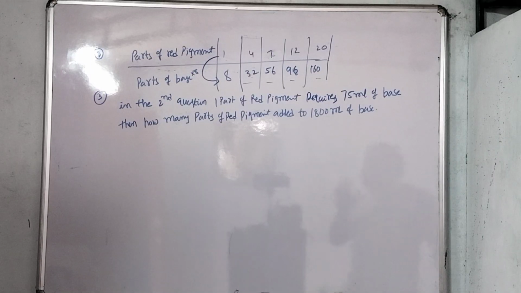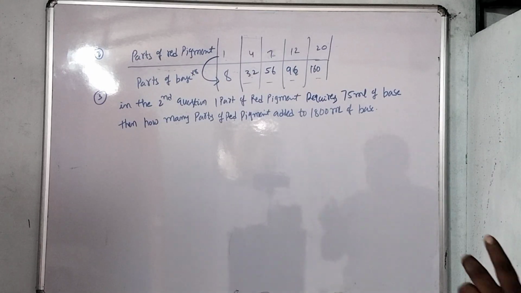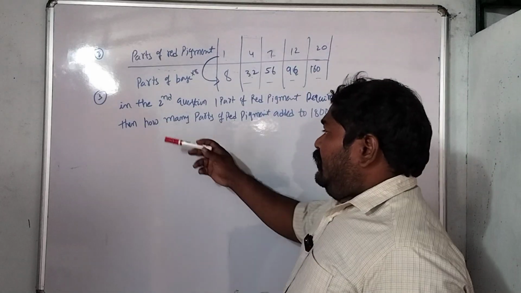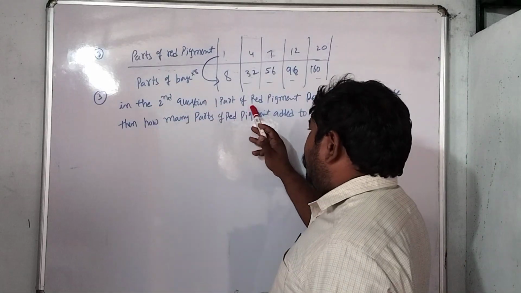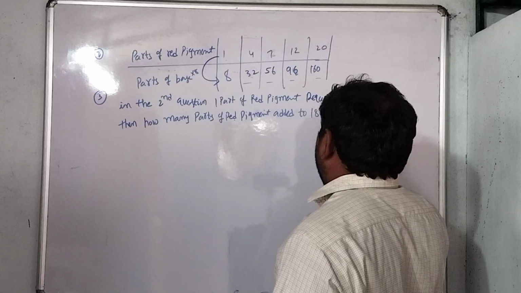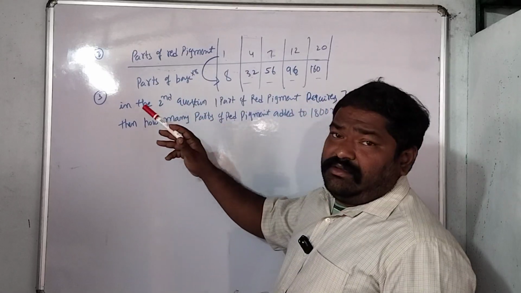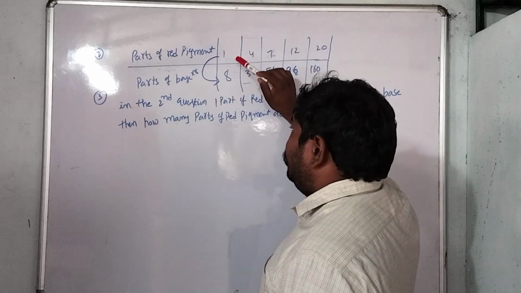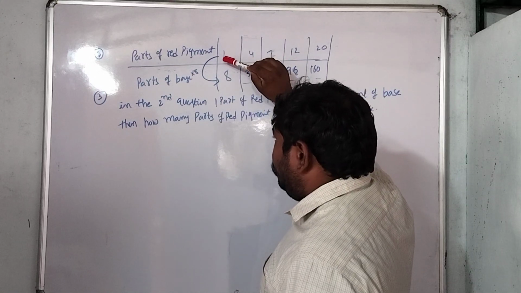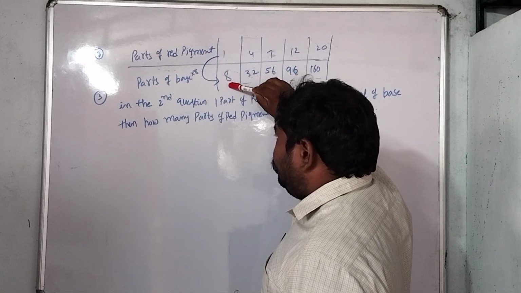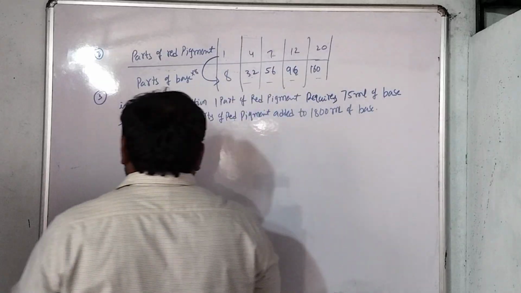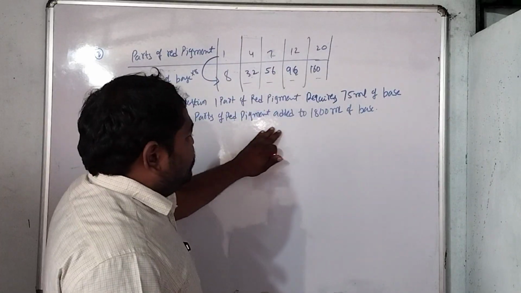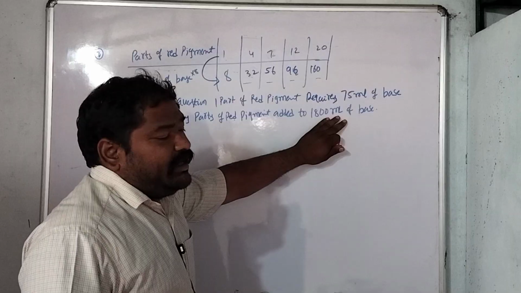The third question is also similar to the second one. In the second question, one part of red pigment requires 75 ml of base. The ratio is the same. If one part of red pigment requires 75 parts of base, then how many parts of red pigment should be added to 1800 ml of base?